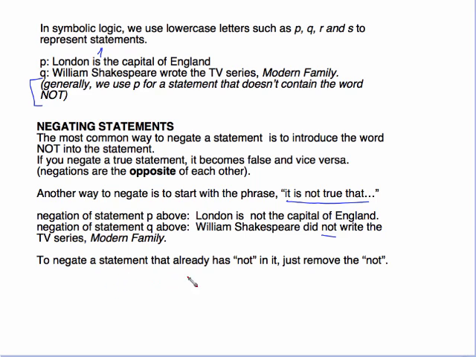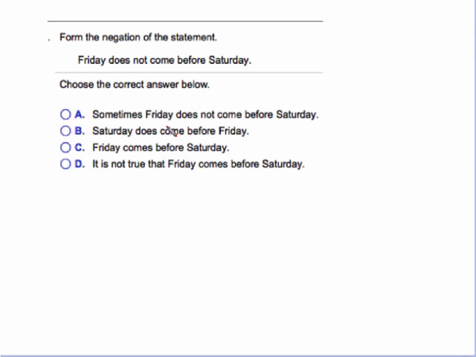Now, to negate a statement that already has not in it, just remove the not. Today is not Saturday. The negation is today is Saturday. Form the negation of this statement. Friday does not come before Saturday. This statement already has the word not in it, so all I have to do is take out the word not. Now, sometimes the sentence structure is kind of funny if you just take out the word not.